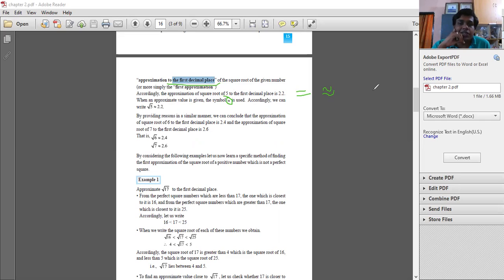By providing reasons in a similar manner, we can conclude the approximation of the square root of 6 to the first decimal place is 2.4. How is it done? Same way. 6 falls between which two numbers? 4 and 9, the squares. Remember the squares. That's how we're doing it. Number one, finding the closest means the upper and the lower squares.